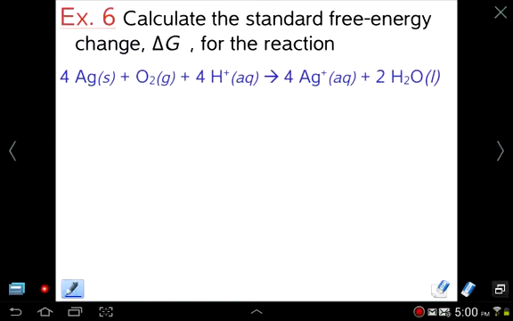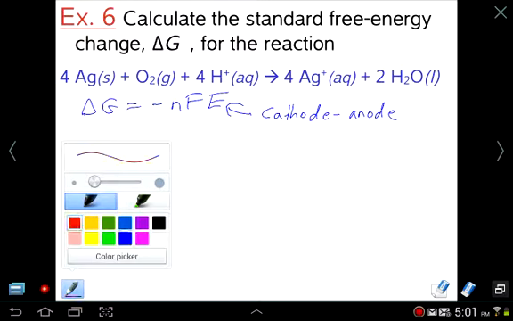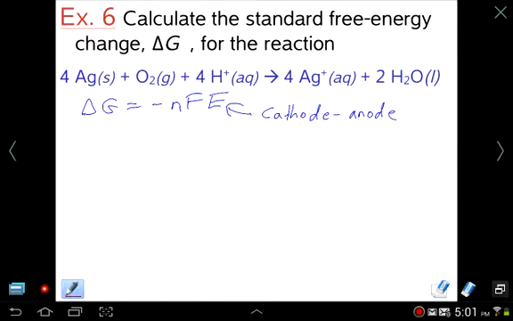So actually, let's apply this equation to a problem. Calculate the standard free energy change for this reaction. So the equation was delta G equals negative NFE. Now E is the reduction potential of the cathode minus the anode. So why don't we take a look? We'll have to find out who gets oxidized, who gets reduced.